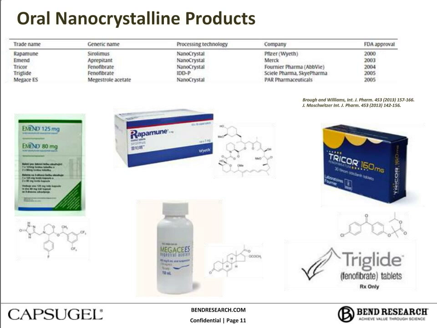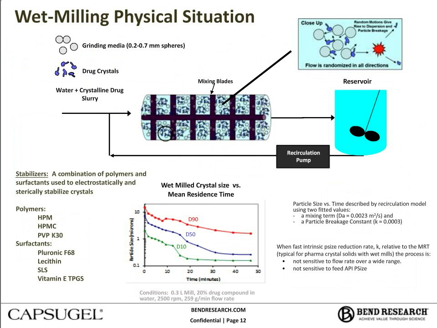And there are a few nice summaries of these products in the literature, and 2 of those articles are cited here, so I encourage you to look at those if you're interested in some details. Since the milling approach is maybe the most widely used attrition process for nanosizing drugs, I will focus on that one in describing the top-down approach.